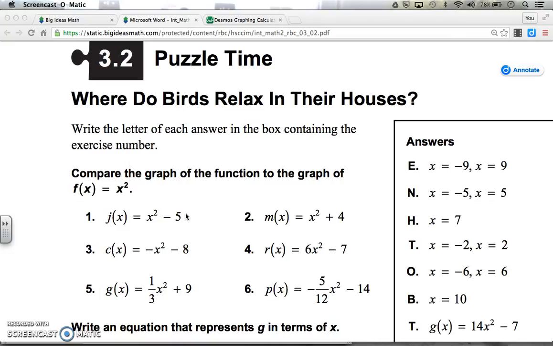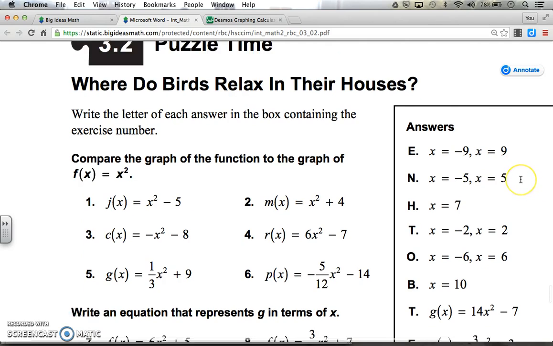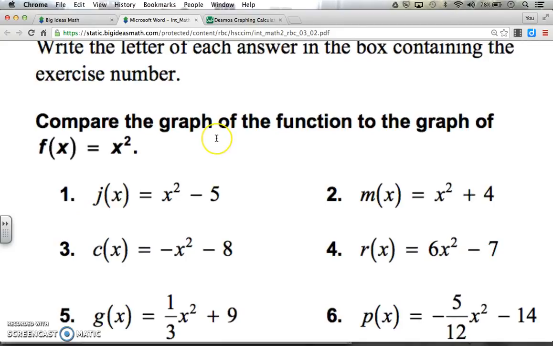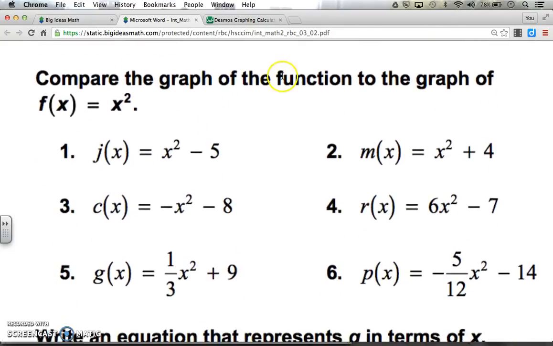We're going to be talking about 3.2 puzzle time and the quadratics and parabolas and what we're supposed to see out of that. So what we're going to do is look at these questions, and let's see if we can zoom them in. Okay, for these first ones, it wants us to compare the graph of the function to the graph f of x equals x squared.